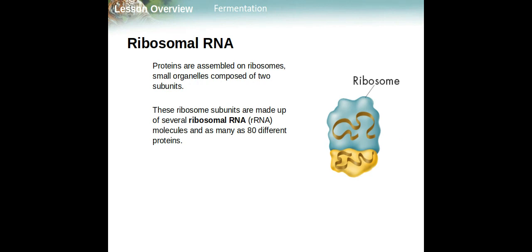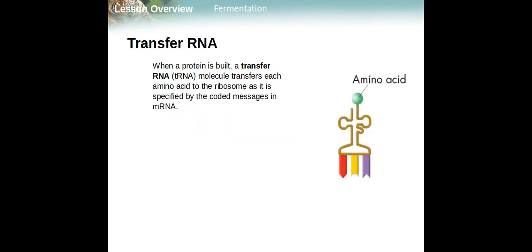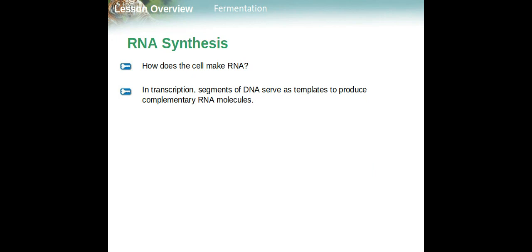Proteins are assembled on ribosomes, small organelles composed of 2 subunits. The ribosomal RNA is one of those subunits. And then transfer RNA is how we kind of build the protein. So when a protein is built, a transfer RNA, tRNA molecule, transfers each amino acid to the ribosome as specified by the coded messages in the mRNA. So you'll kind of see how this works.